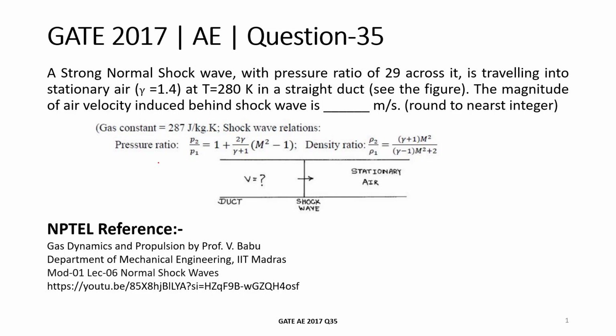Shock wave relations are pressure ratio P2 by P1 equal to 1 plus 2 gamma upon gamma plus 1 into M square minus 1. Density ratio rho 2 by rho 1 equal to gamma plus 1 M square upon gamma minus 1 M square plus 2. This problem is related to normal shock wave, so you can refer to lecture by Professor B. Babu from Department of Mechanical Engineering, IIT Madras.